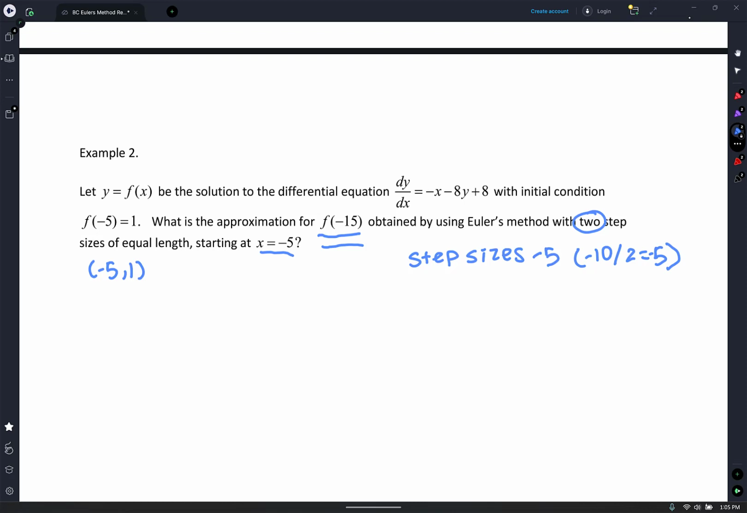Alright, let's find the dy/dx for this initial point first.